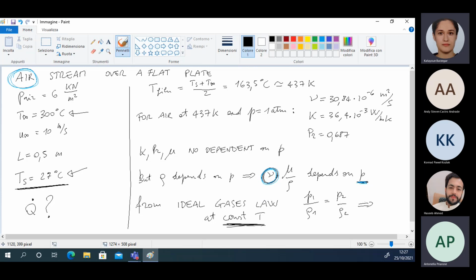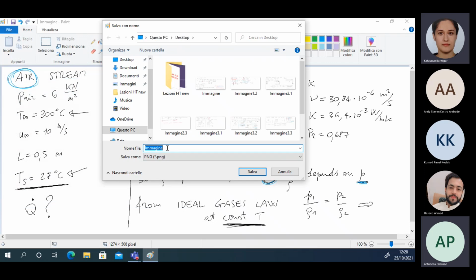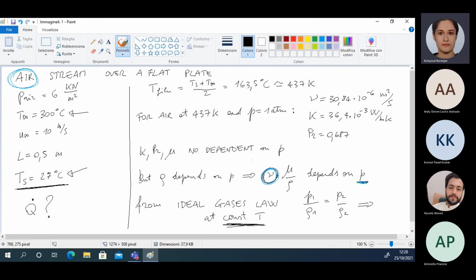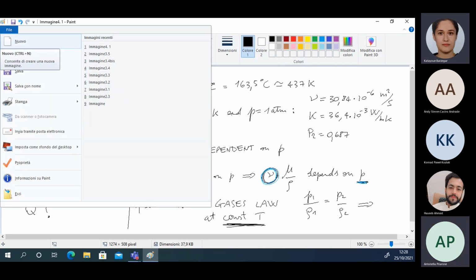And now, if you finish to copy, I can change my slide. Okay. I have said that, wait, because the paint file does not answer to me.